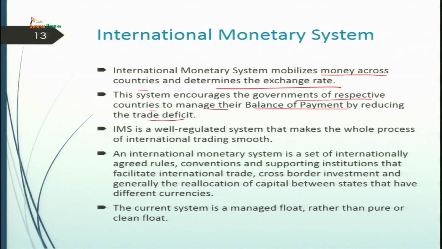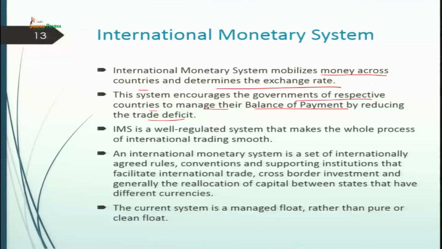If you are borrowing money from a foreign country, then again that transaction takes place: the IMF sends money to India, which means you are getting money through foreign exchange, right? And if foreign exchange is happening, then the international monetary system comes into the picture, and they are the people who set the rules and regulations to make such foreign exchange possible. The IMS is a well-regulated system that makes the whole process of international trading smooth.